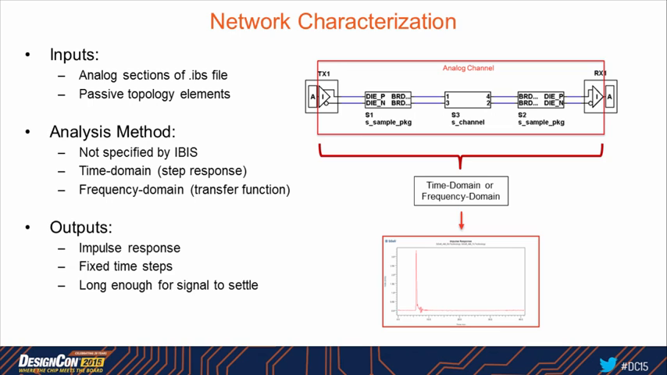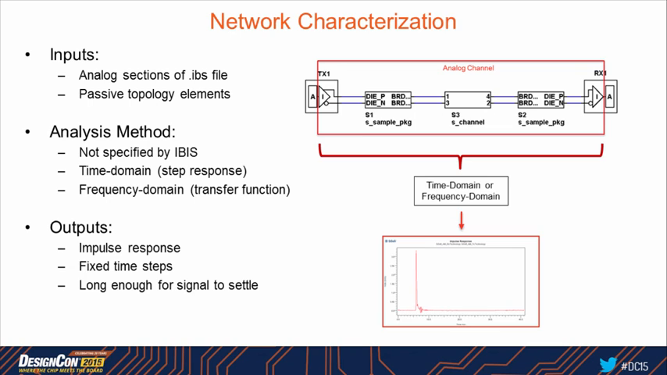So if we take a closer look at that first step of network characterization, and we look at what's going into the simulator, what's going into the process, and what's coming out of it, what's fed into the simulator is the analog portions of the IBIS files, so the analog models, and then literally the user's schematic. So anything that they've drawn and connected, those are going into the simulator.